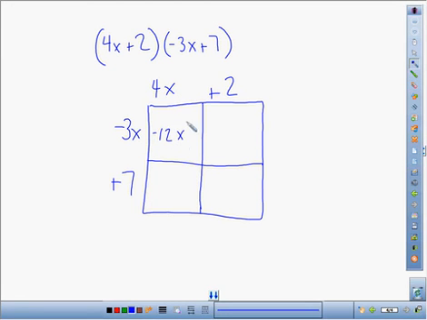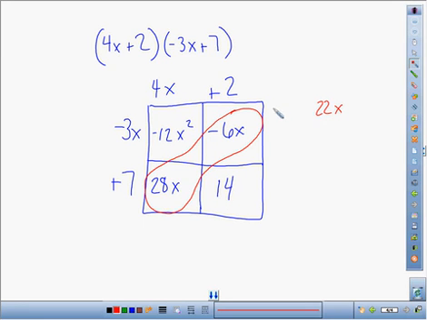X times x is x squared. Negative 3 times 2 is negative 6, and then we just have the x because there's no other x here. 7 times 4 is 28, and then just the x because there's no other x here. And then 7 times 2 is 14. Now again, we said we always want to look at this diagonal and see if these will add, and sure enough they do. 28 minus 6 is going to give us 22x, so that'll be our middle term. We just have the negative 12x squared for the front, and the 14 for the back. Do remember we do tend to put higher exponents first and go down by exponent. That's proper math grammar. And this is our final answer.